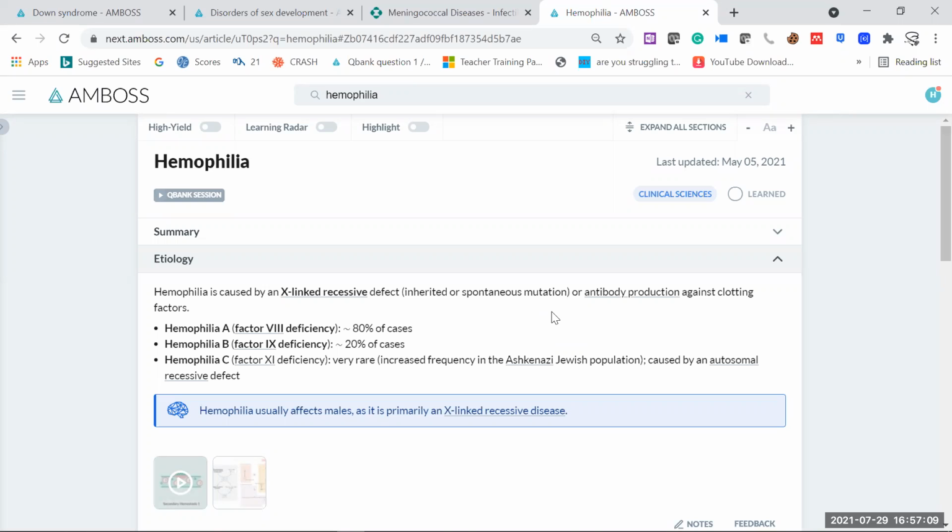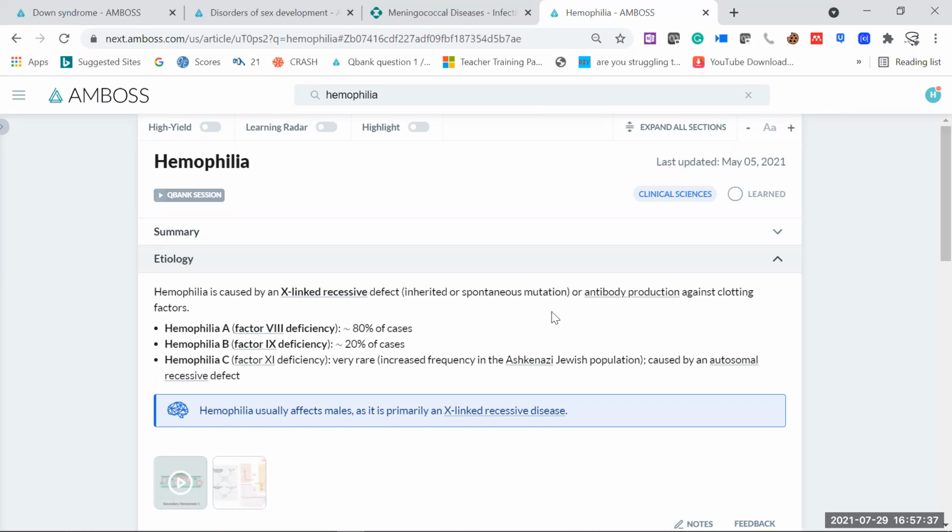Most of the time we have hemophilia A and B, and among these two, we usually find factor 8 deficiency, that's hemophilia A. In 80% of cases the patient has hemophilia A, but there is a 20% chance that factor 9 is deficient alone, and we say it's hemophilia B. Factor 11 deficiency is very rare. Hemophilia usually affects males because it's X-linked recessive, and a male has only one X.